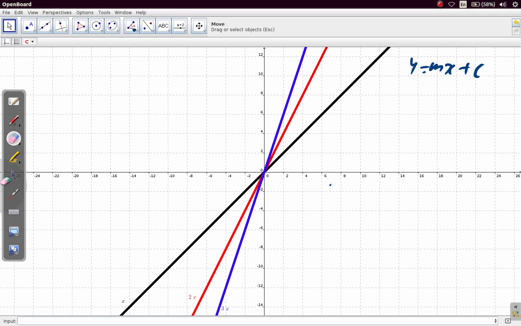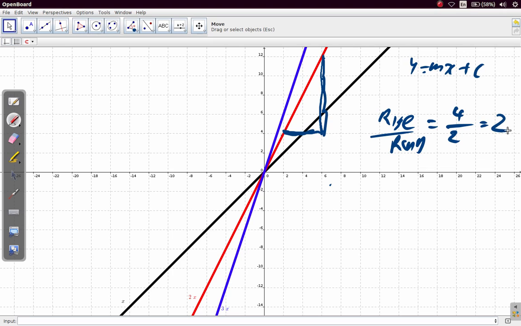y equals 2x. The red line is 2x. Let's draw a triangle between two points on the red line. So we come down here and then across. The rise is 1, 2, 3, 4 high, and the run is 1, 2. So the rise over run is 4 divided by 2, which is 2.